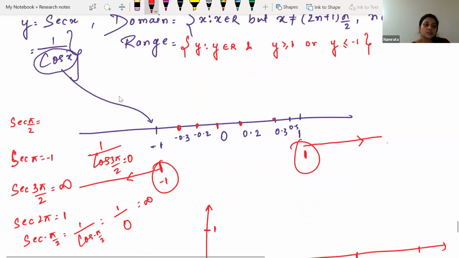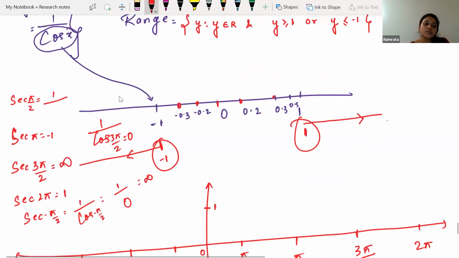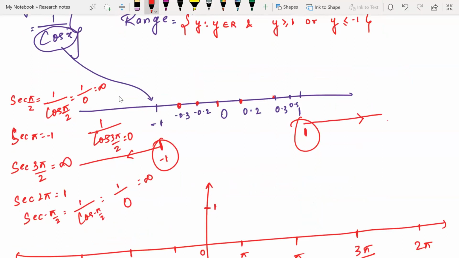Yeah. So sec pi by 2 means 1 by cos pi by 2. And cos pi by 2 you say it as a 0. So that will be 1 by 0. That means infinity. Right? Right, Lena? Yes, ma'am.